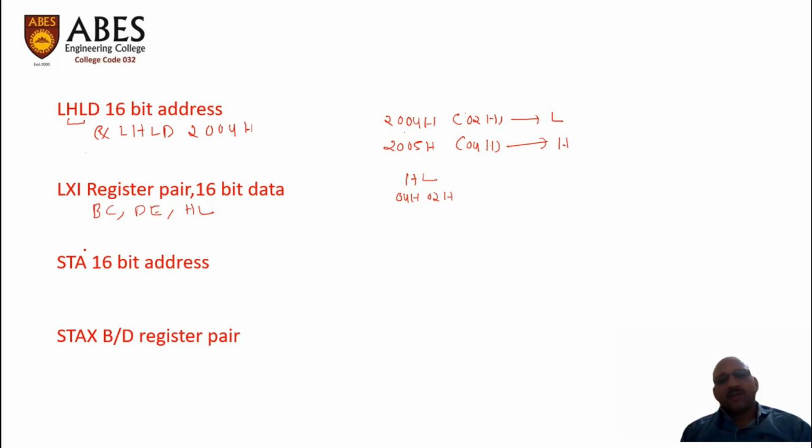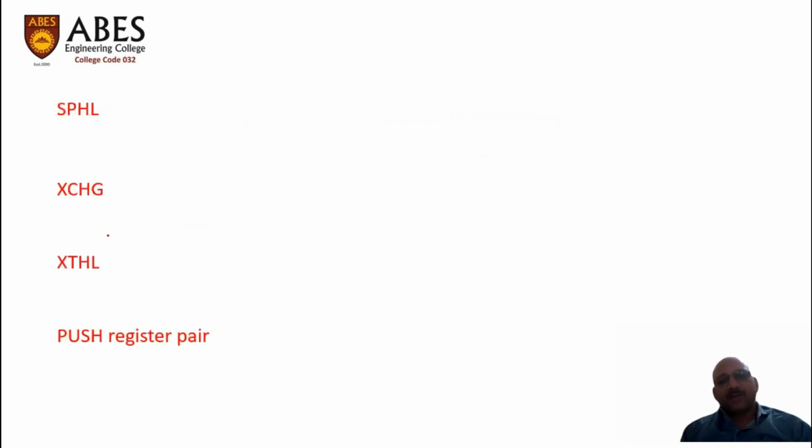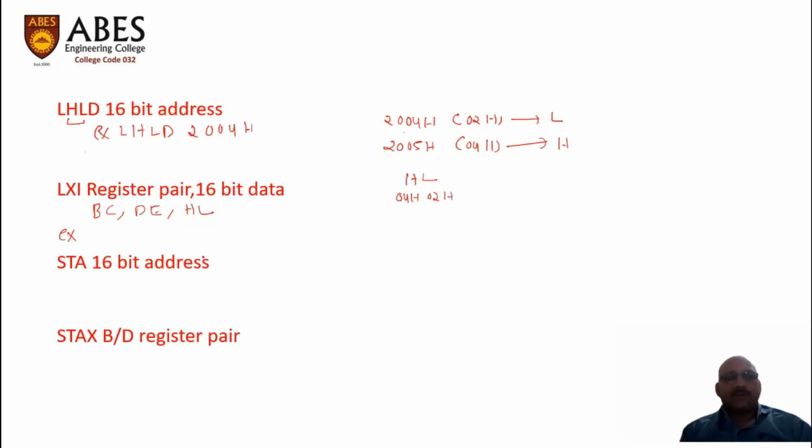So we can store any register pair with the system bit data. I will explain with an example. If I write LXI D, I already told you that in the case of a register pair, we only write the first letter. We omit the second letter. So LXI D means LXI D comma.